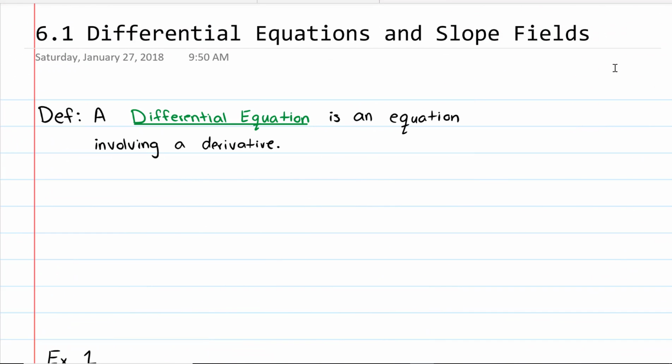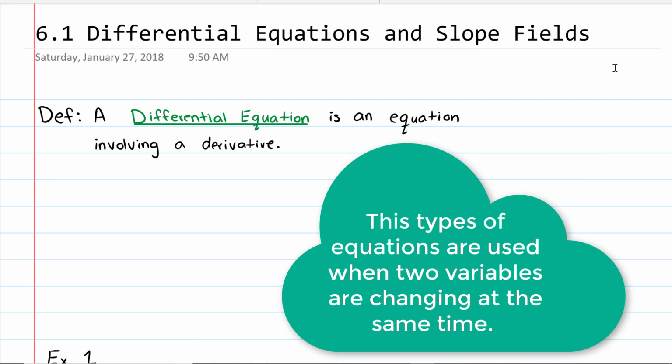Chapter 6. In 6.1, we're going to talk about differential equations and slope fields. So first, let's start off with a definition of a differential equation. A differential equation is an equation involving a derivative. That's it. It's that simple. Differential equations are often involved in two variables. We'll start with working in one, and we'll talk about how they interact with their parent function.